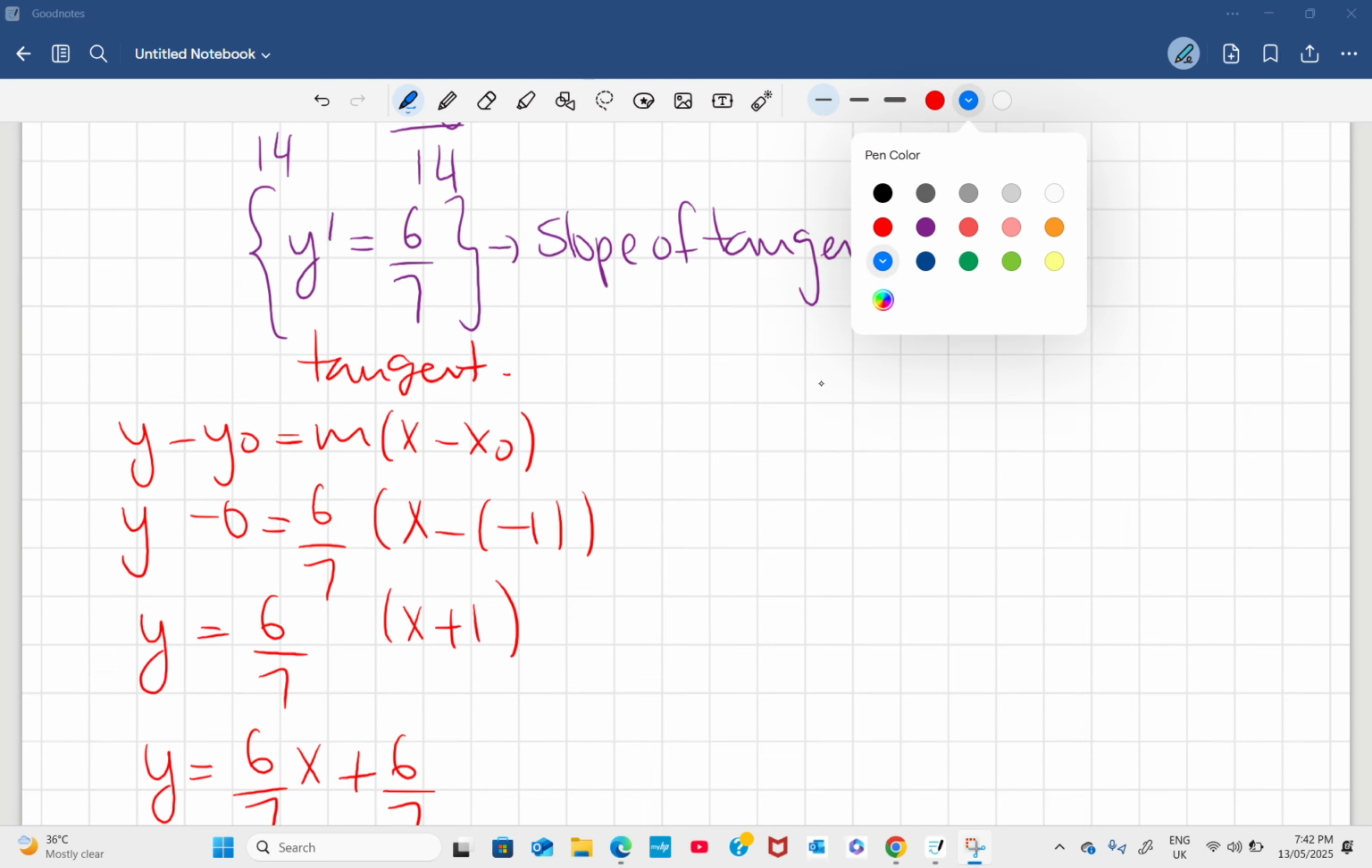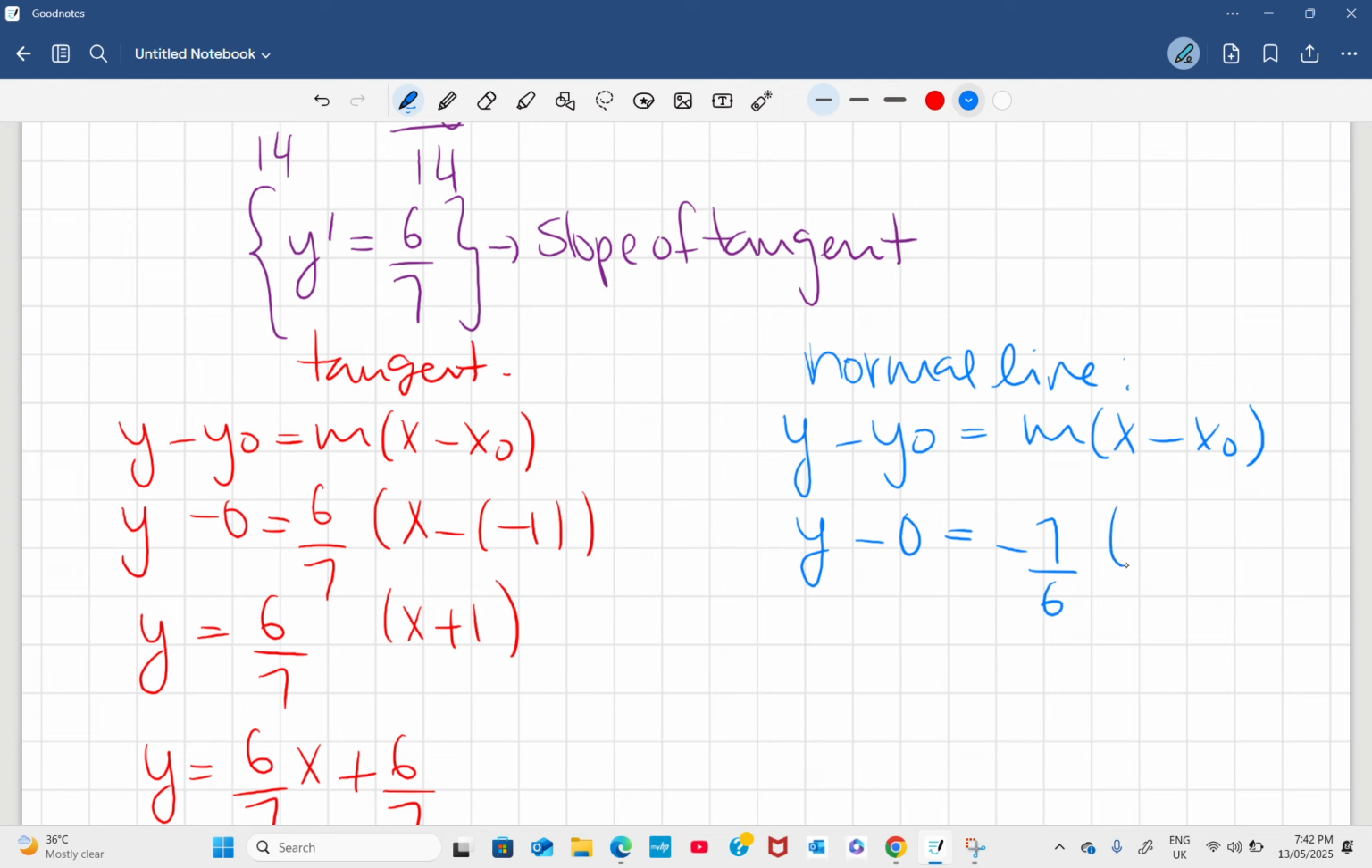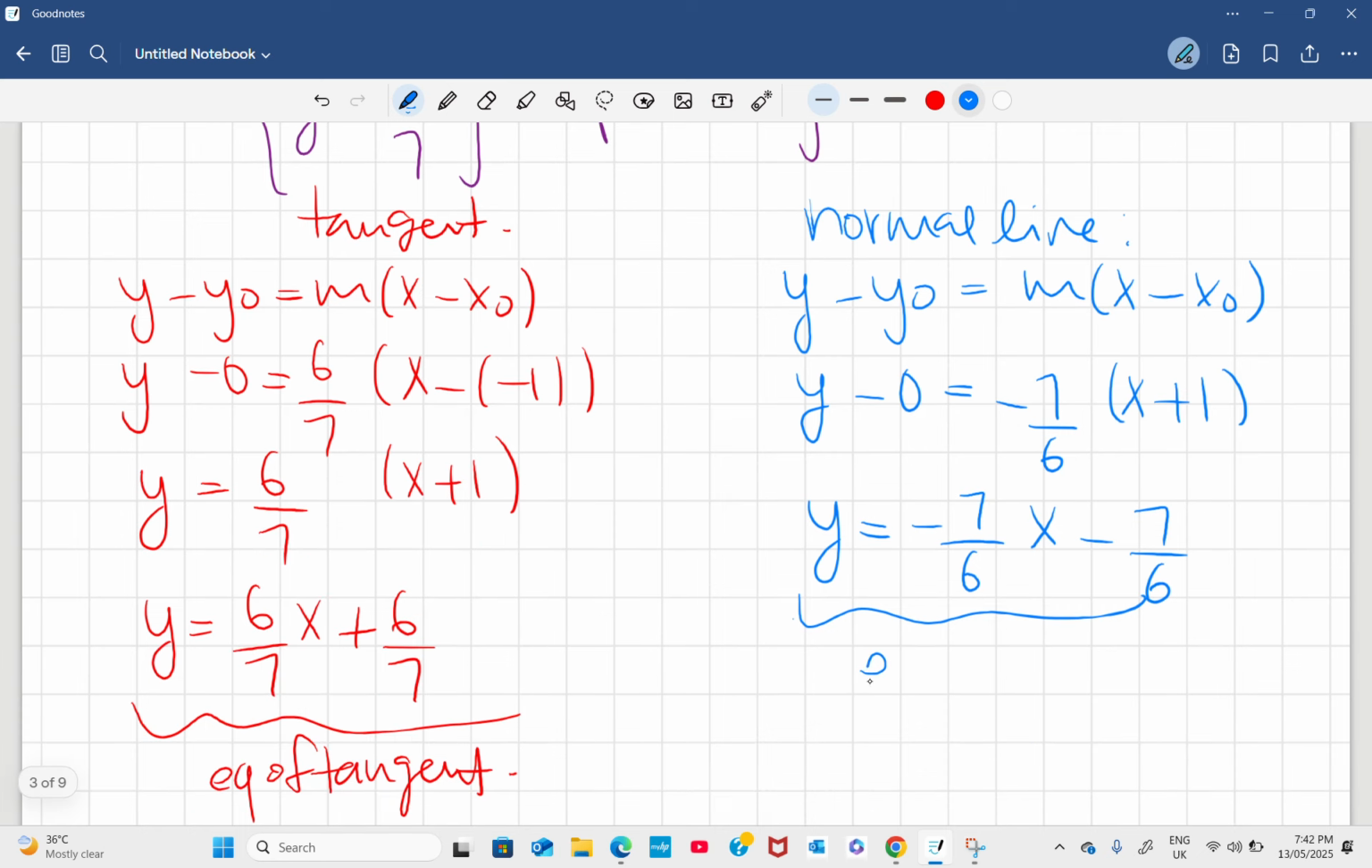Now let me find the equation of the normal line. So what am I gonna do? Same thing, y minus y0 is equal to m into x minus x0. y minus 0 is equal to negative 7 over 6 into x plus 1, because it's minus minus 1, so it becomes plus. y is equal to negative 7 over 6 x minus 7 over 6, and this is my equation of the normal.